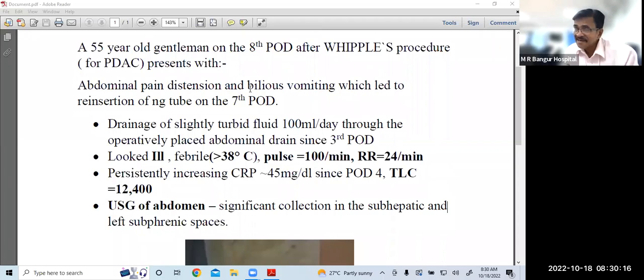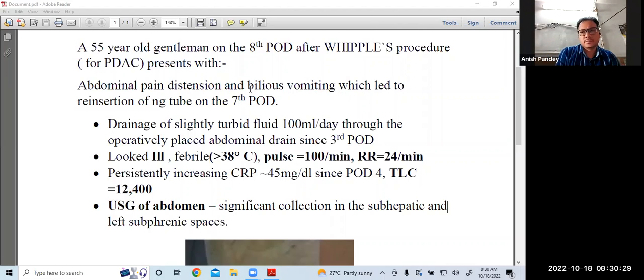Next is the pancreatic duct diameter. If it is more than 5 millimeter, score is 0. 4 millimeter, score is 1. 3 millimeter, score is 2.